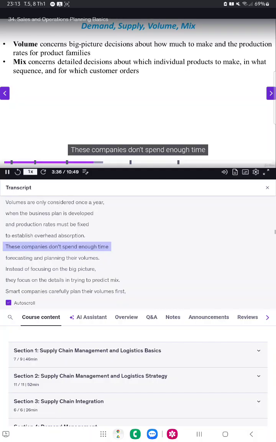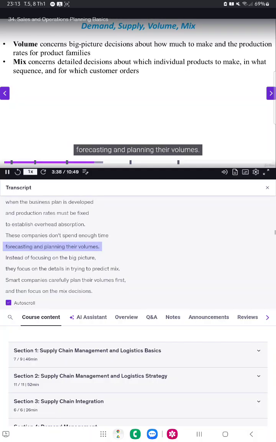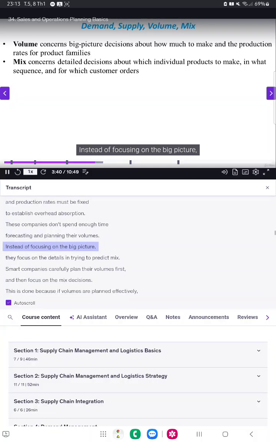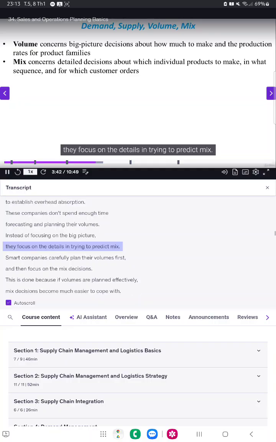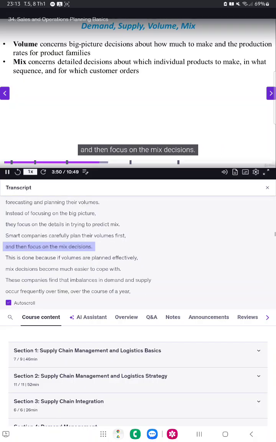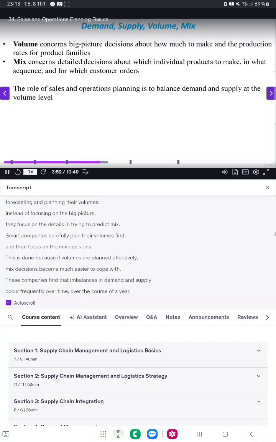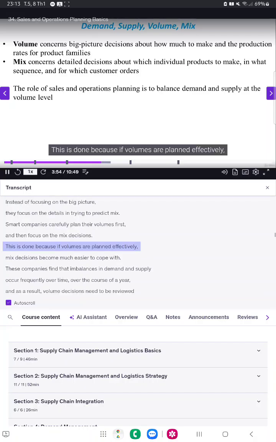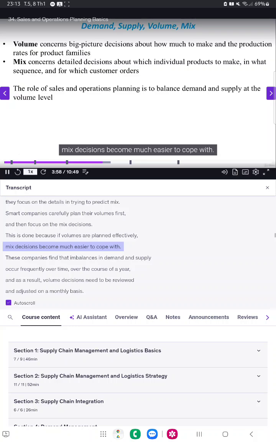These companies don't spend enough time forecasting and planning their volumes. Instead of focusing on the big picture, they focus on the details in trying to predict mix. Smart companies carefully plan their volumes first and then focus on the mix decisions. This is done because if volumes are planned effectively, mix decisions become much easier to cope with.